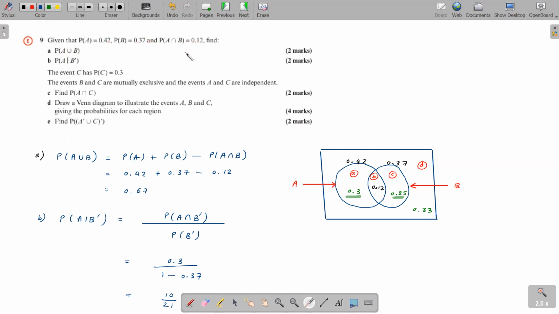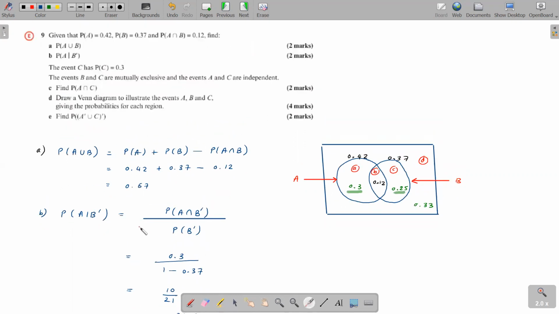Unless they tell you that the events are specifically independent, you are not allowed to use it. Do not assume the independence result. Some of you might have tried to get the answer with probability A given B dash equal to probability A, but you can't do that here unless they tell you that the events are independent. You can't just assume that. In part A and B you don't have to use any of those independent event rules, but in part C, they are telling you that certain events are independent and certain events are mutually exclusive, so you can use those facts.